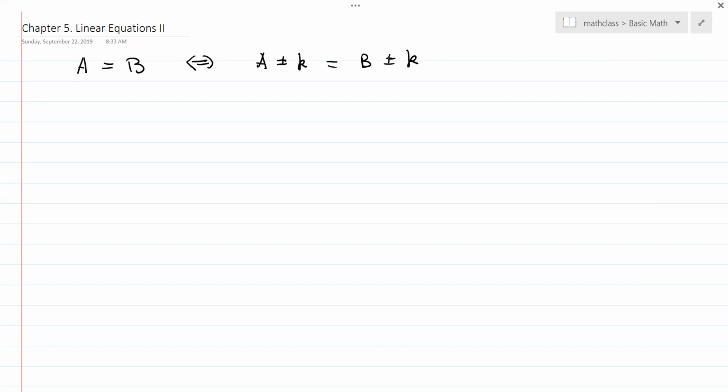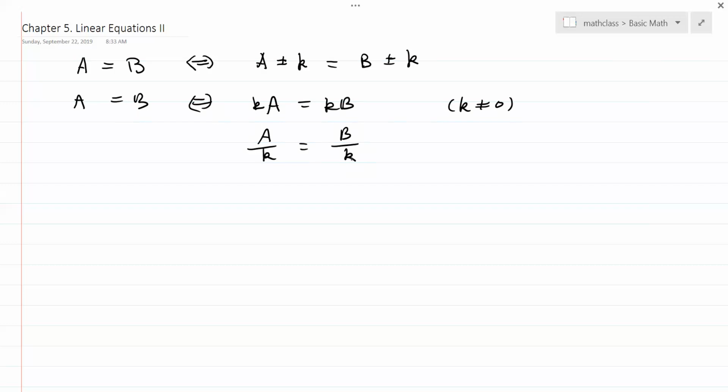If you want to solve the equation, those two equations are what we call equivalent, and they give you the same solution. Another rule: A equals B is the same as multiplying both sides by a constant K, but be careful, K cannot be 0. Or you can divide both sides by K. So we have two basic rules we can use to simplify equations.